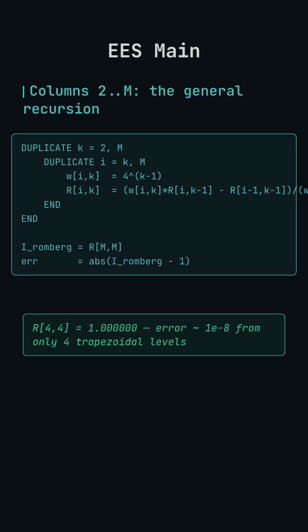A second nested duplicate walks through columns k equals 2 up to m, and within each column, rows I equals k up to m. Every entry uses the same one-line formula. No special case for column 2 versus column 3.